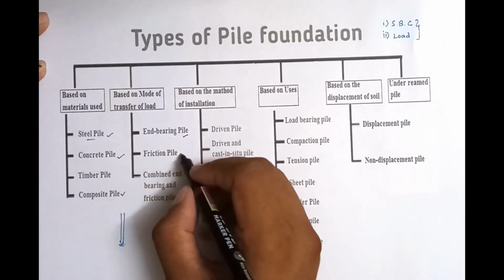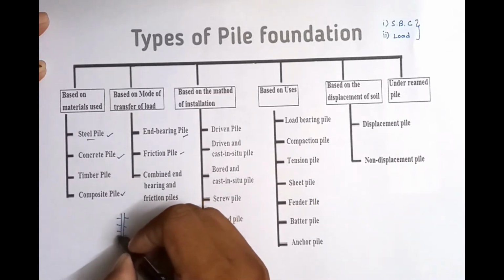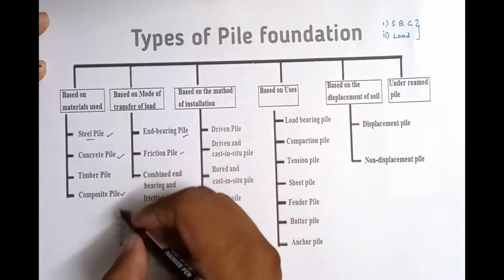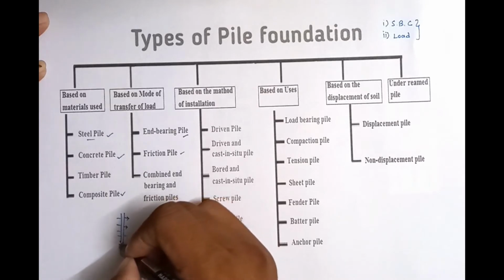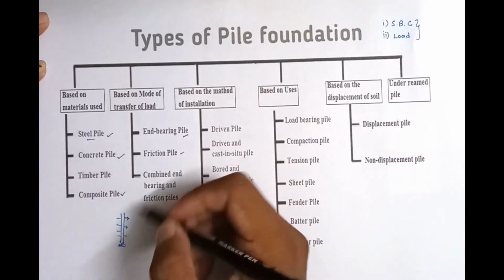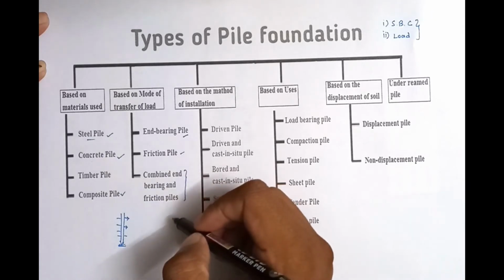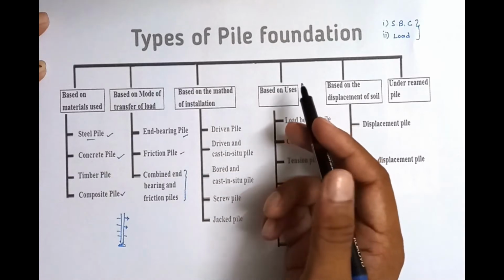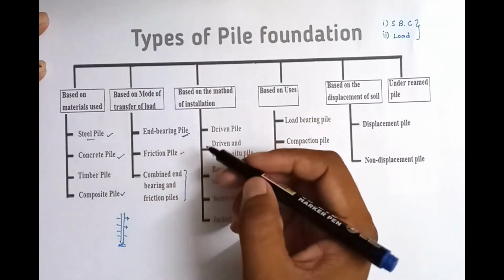Next is the friction pile. The friction pile transfers the load by the surface of the pile. Next is the combined end bearing and friction pile. The load will be transferred by both friction and the tip of the pile. Mostly we use the combined end bearing and friction piles. Whenever the SBC of the soil is very low, we go for end bearing piles.